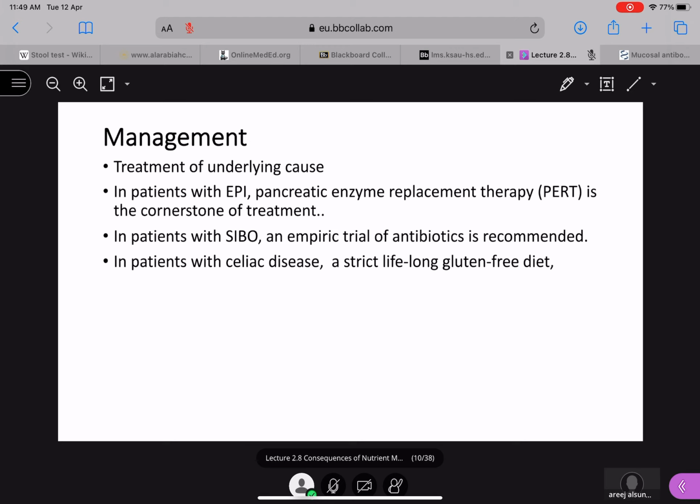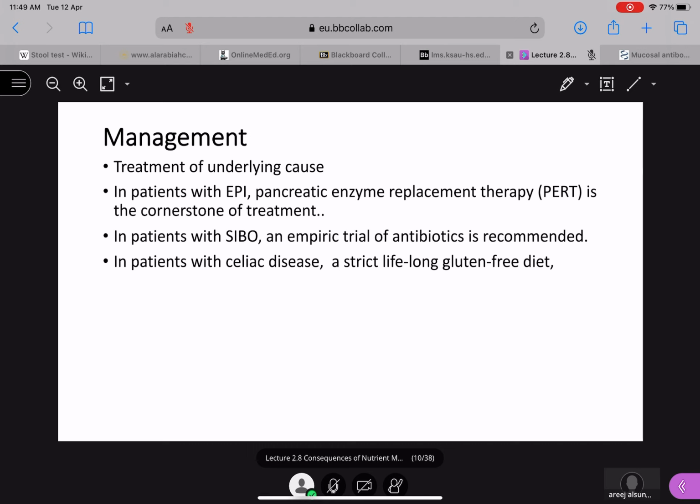By managing the underlying cause. If you have cholestasis, if you have pancreatitis, it depends on your underlying cause. The most common cause is pancreatic insufficiency. So if you have pancreatic insufficiency, you need to supply your patient with pancreatic enzyme replacement therapy. If the patient has small intestinal bacterial overgrowth, you treat it. If the patient has celiac, you treat it. So the main cornerstone of management is treating the underlying cause.